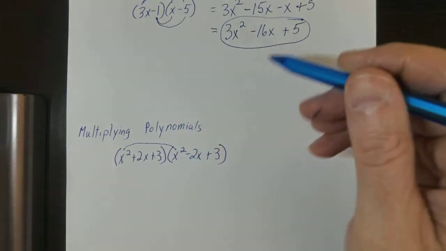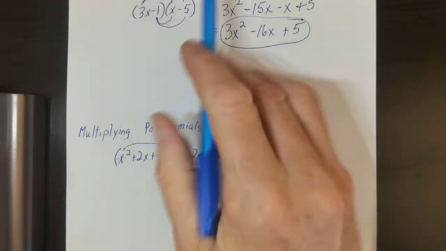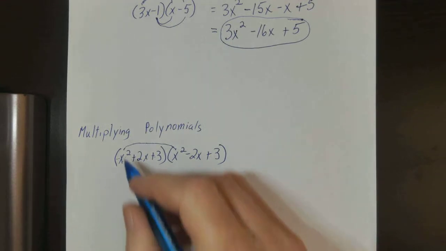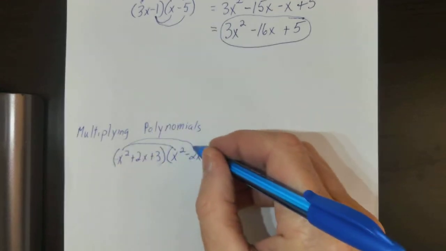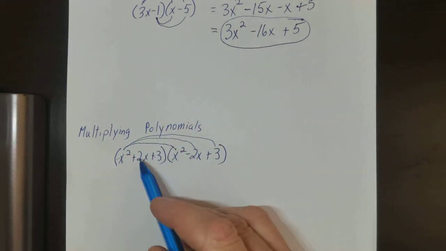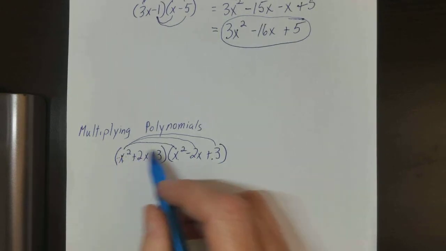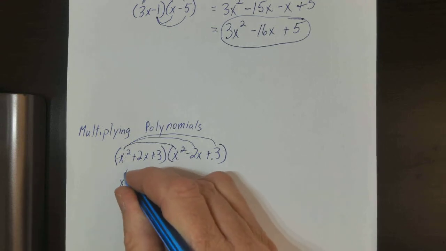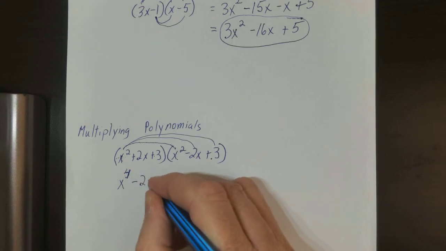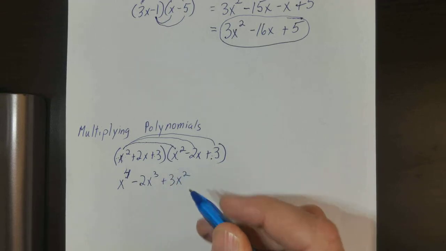So I'm going to show this way. It's not FOIL. FOIL only really works for binomials as far as the acronym. But I'm going to multiply each term by x squared, so it's kind of an extended distributive. Then I'm going to multiply each term in this second polynomial by 2x, and then I'm going to multiply each one by 3. So for this first one, x squared times x squared is x to the 4th. X squared times negative 2x is negative 2x cubed. X squared times 3 is positive 3x squared.